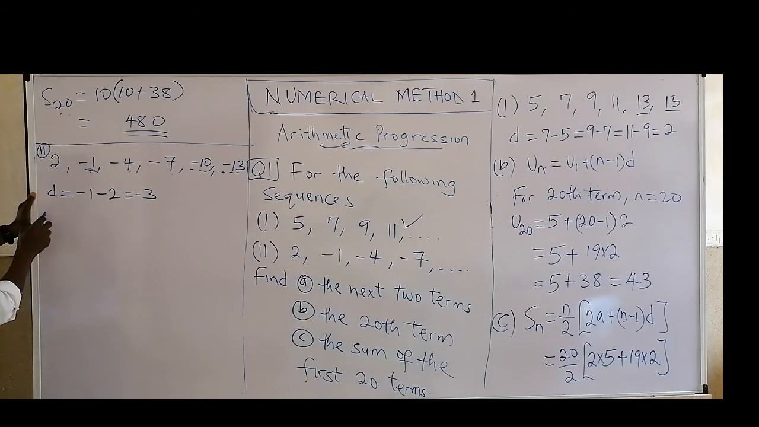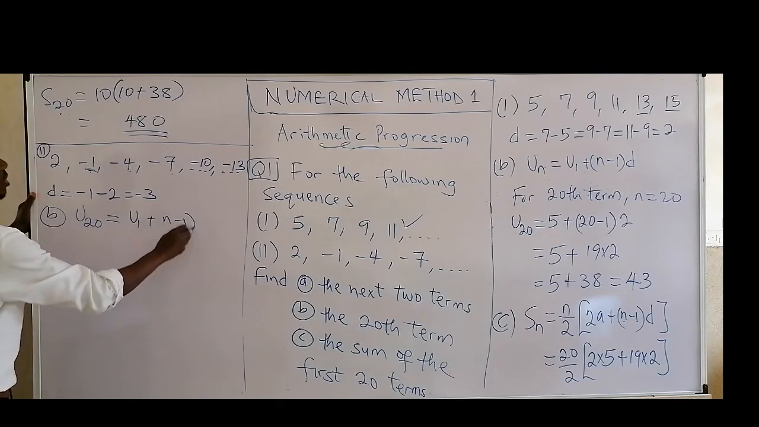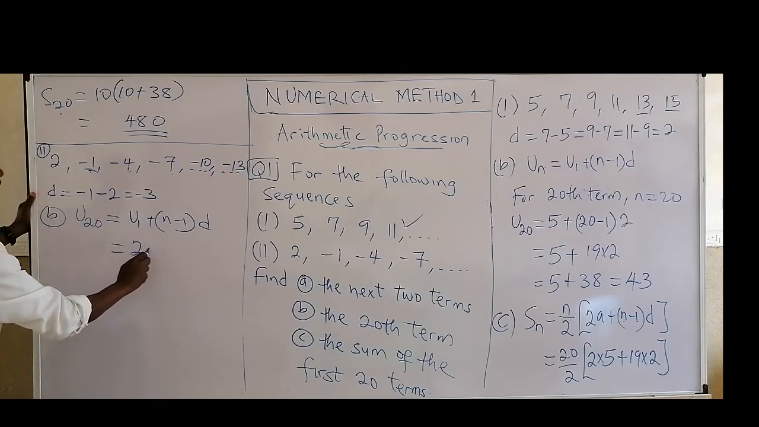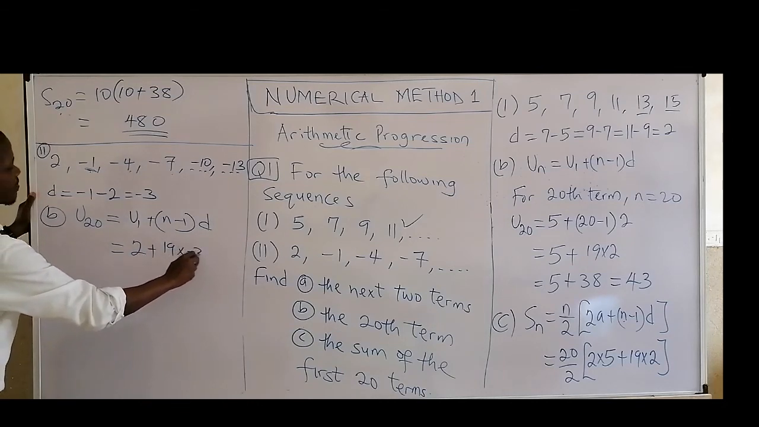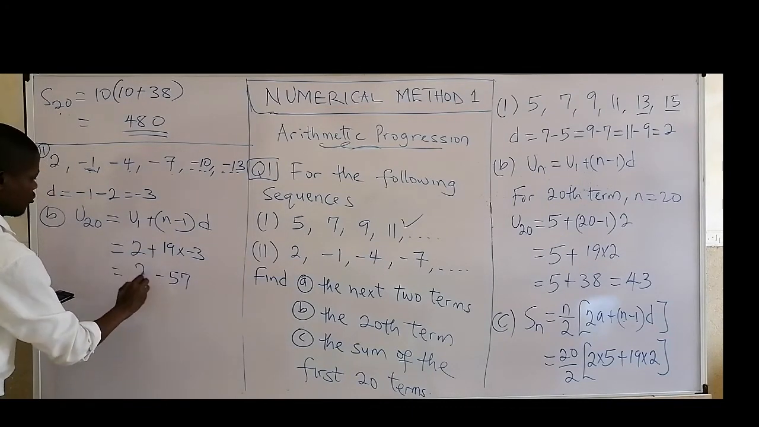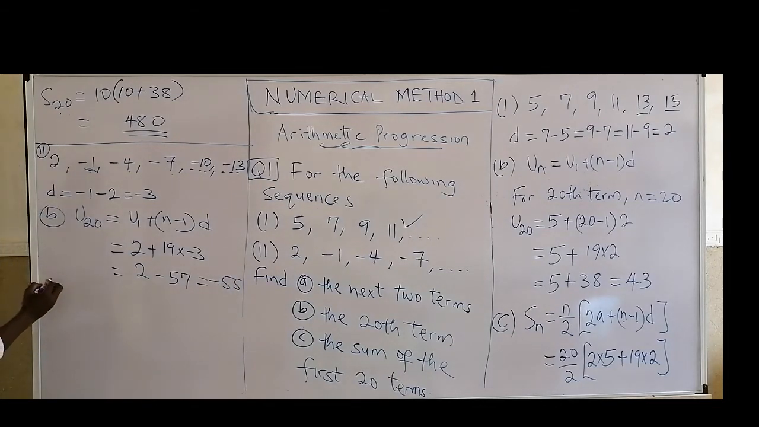Then let's get the B part, the 20th term, u20 of the sequence, and that will be equal to u1 plus (n minus 1) d. That's the formula. And then your u1 is 2, plus 19 times minus 3. Okay, and that will give me 2 minus 57, so that would be minus 55.